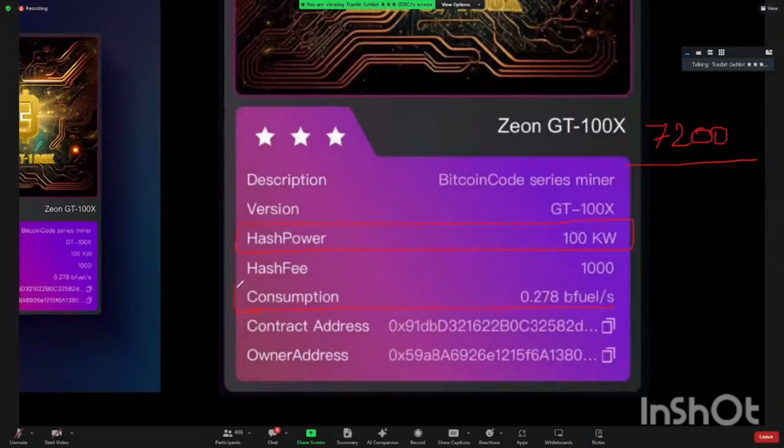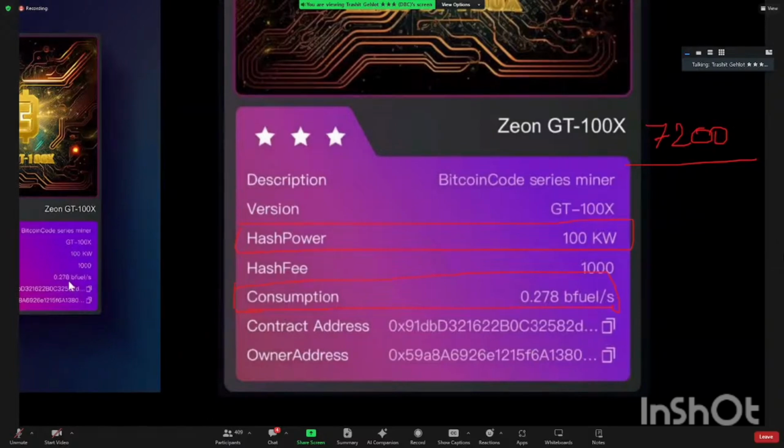But this is not free. Nothing is free in this world, right? Even the mining of BTCC is not free, because there is a cost associated with the mining, and that cost is determined by the consumption rate of the NFT. You can see the consumption of this NFT is 0.0278 B fuel every second. When you take your car out of the garage and drive it, it requires fuel. Similarly, when you put your NFT to mining, it requires B fuel. And this B fuel consumption rate determines the cost of mining.